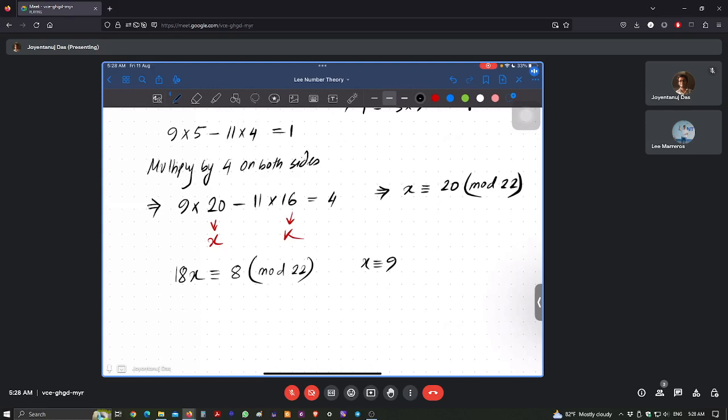So what we did till now, we are getting only one solution to the equation. If you do 18 times 9, how much is coming? It's 162. Minus 8, that is 154. So that is divisible by 22, right? So 9 is also a solution, but that solution is not coming from this. So x equals 9 mod 22.